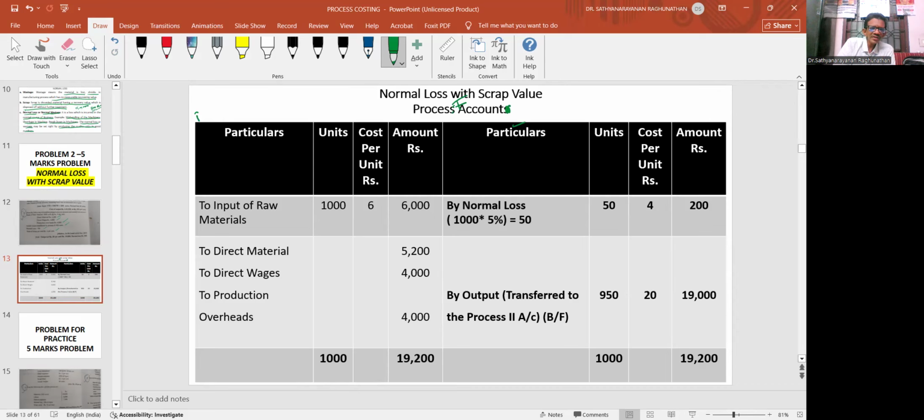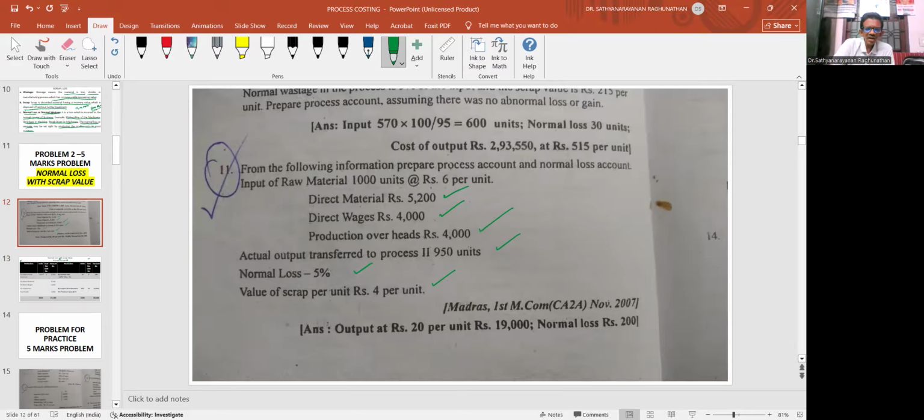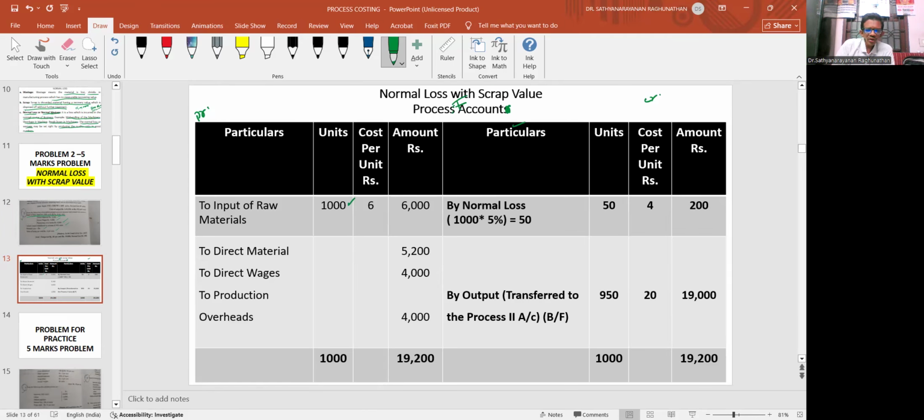Now, particulars, units, cost per unit, amount. This is the debit side. Particulars, units, cost per unit, amount. This is the credit side. Now, for input of raw materials, in the unit column you have to mention 1000, and in the cost per unit column, input of raw material 1000 units at rupees 6 per unit, that is cost per unit column 6. So 1000 into 6, 6000.